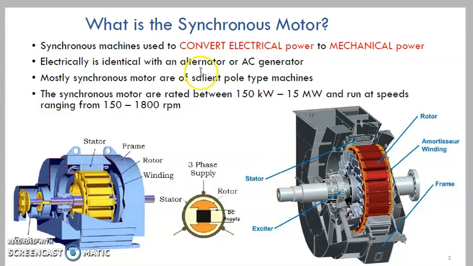For the synchronous motor, the rotor part will be connected to the DC supply. This is your slip ring, and this is your DC supply, which will provide the magnetic field. The DC supply will energize the poles here to act as a permanent magnetic field.